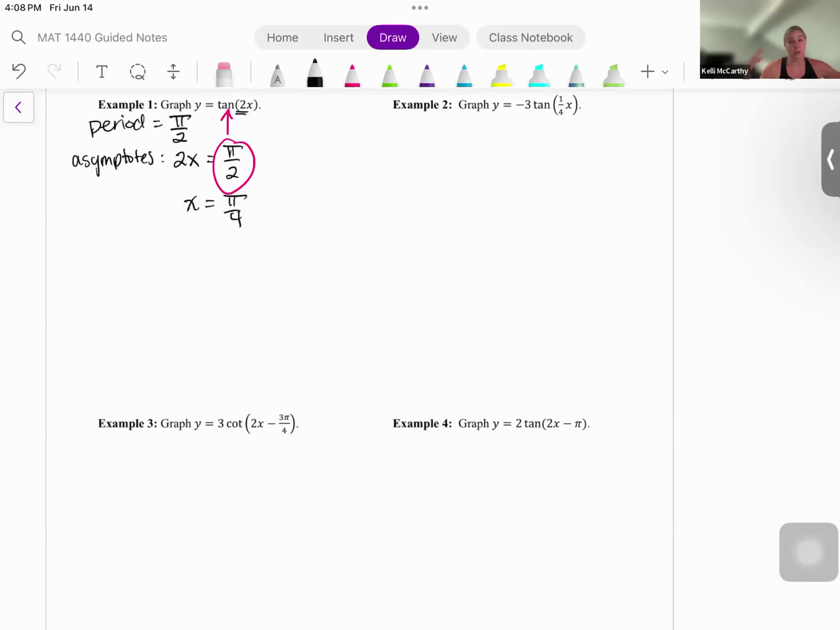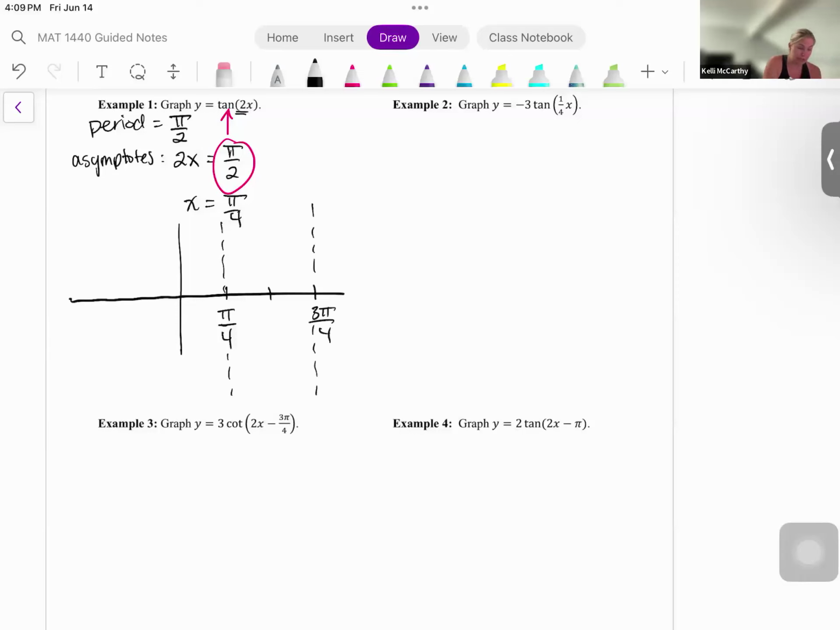We're going to use that first asymptote, the same idea as our starting point in our graphs for sine and cosine. So I'm going to mark pi over 4 here. This is our first asymptote. And from our first asymptote, we're going to graph our next asymptote using the period. The period is pi over 2, which is 2 pi over 4. So I'm going to go another pi over 4 and another pi over 4. So this is 1, 2, 3 pi over 4 is our next asymptote.